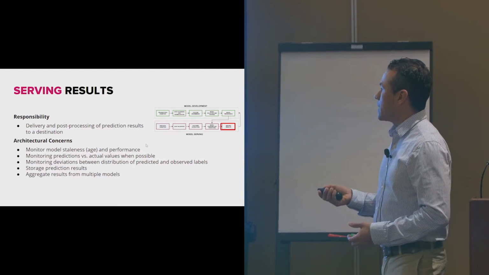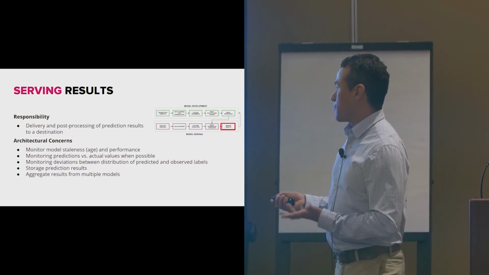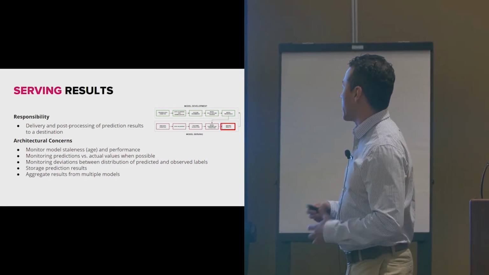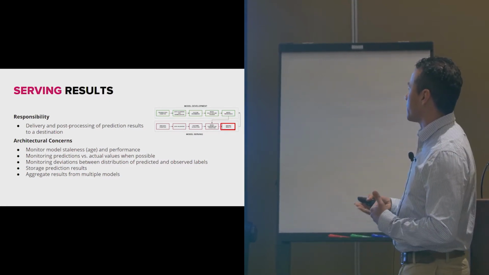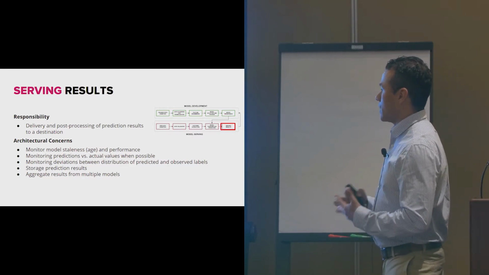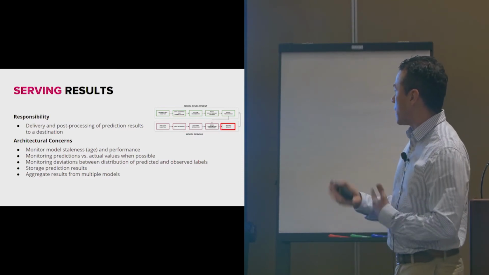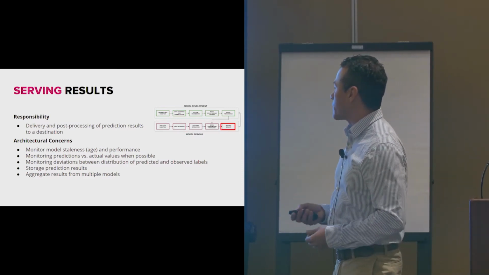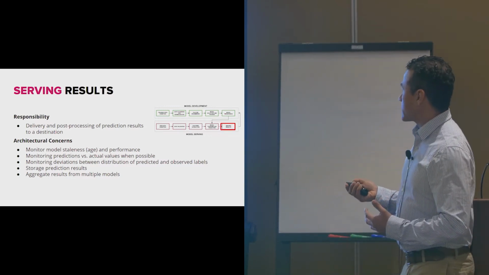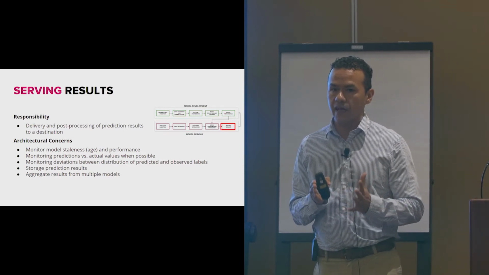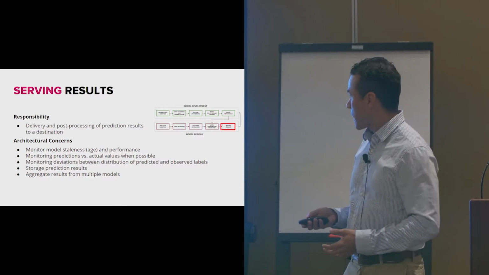So some of the concerns include monitoring, for example, the age of the model and its performance, when possible monitoring the predictions versus the actual values, monitoring deviations between the distributions of predicted and observed labels. We may also need to address the concern of storing prediction results so that they can be used later on for retraining, or even aggregating results from multiple models. So as you can see, there are many concerns that need to be taken into account across these two workflows.